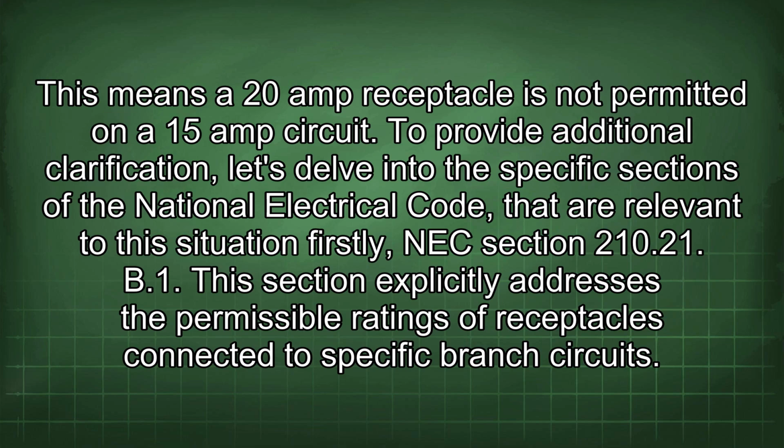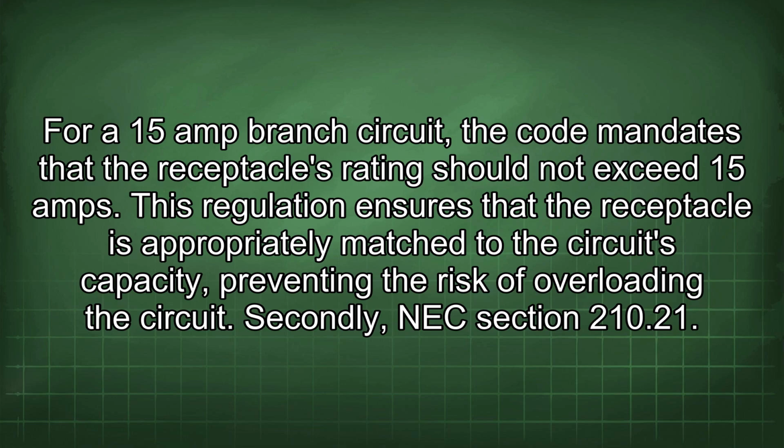To provide additional clarification, let's delve into the specific sections of the National Electrical Code that are relevant to this situation. Firstly, NEC Section 210.21 B1. This section explicitly addresses the permissible ratings of receptacles connected to specific branch circuits. For a 15 amp branch circuit, the code mandates that the receptacle's rating should not exceed 15 amps. This regulation ensures that the receptacle is appropriately matched to the circuit's capacity, preventing the risk of overloading the circuit.